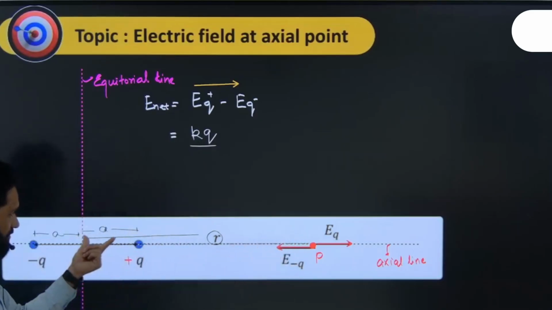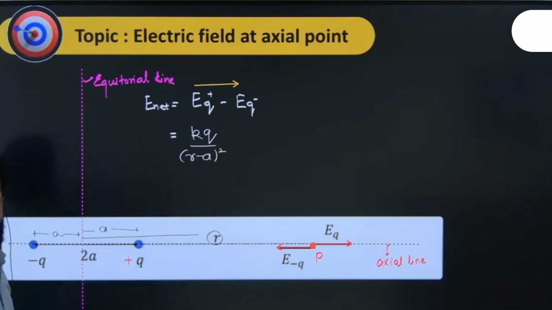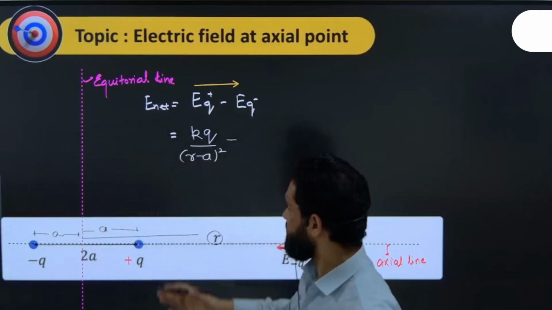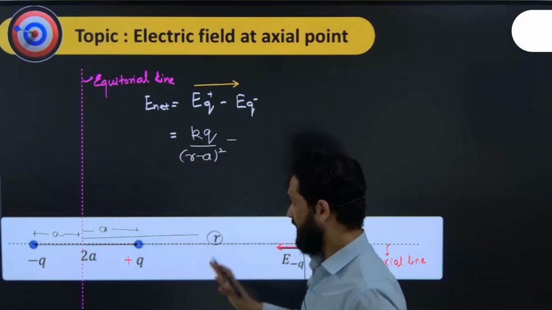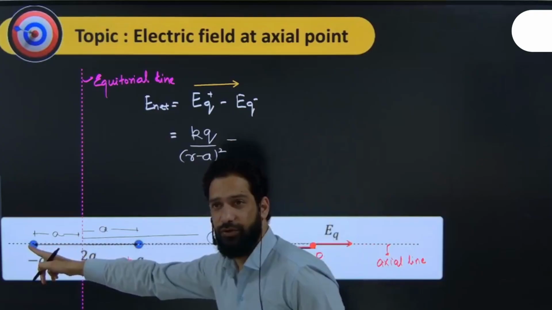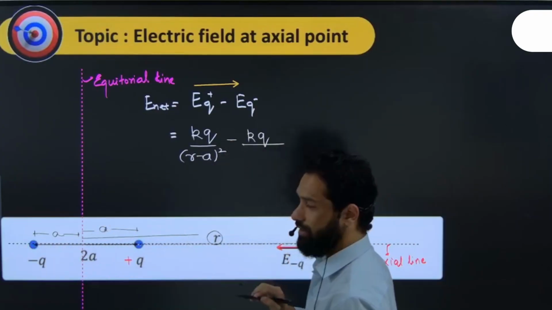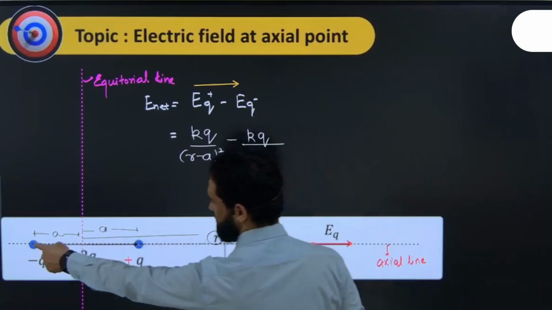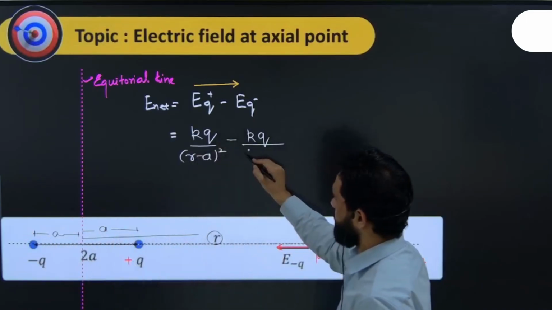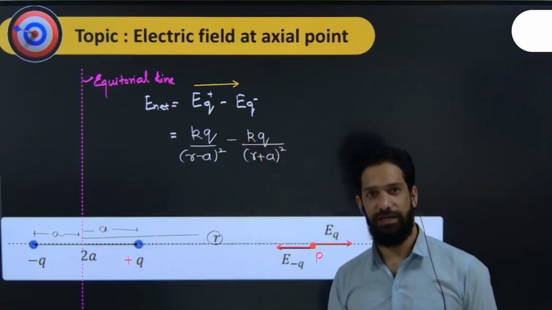It is (r − a) whole square. Then you will subtract it, because we are just taking the magnitudes only; direction we know it is towards right. And subtract the electric field due to this one. How much is this? K into charge upon, now what is the distance of this point from this negative q? Obviously it is r plus a, (r + a) whole square. This is the electric field.